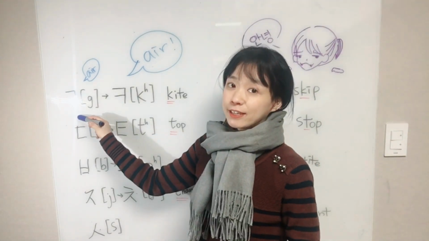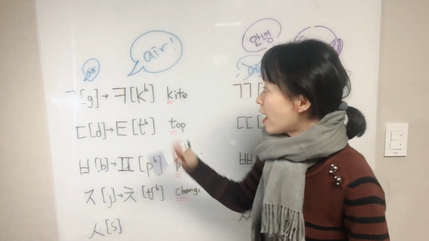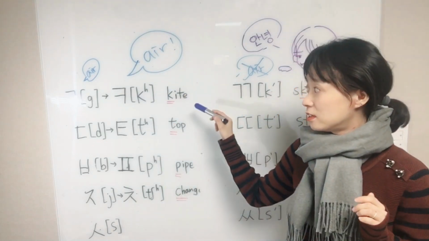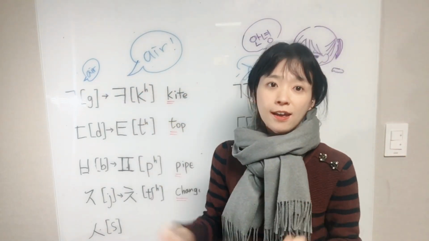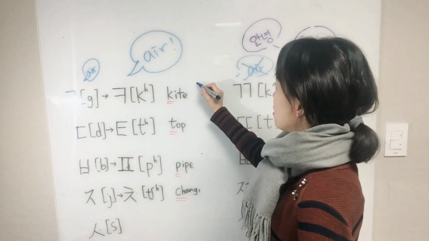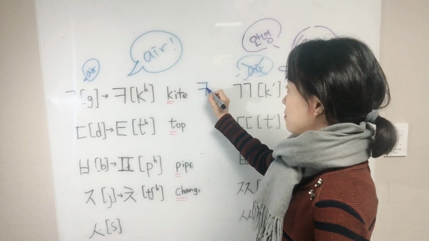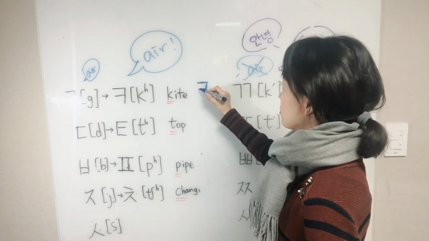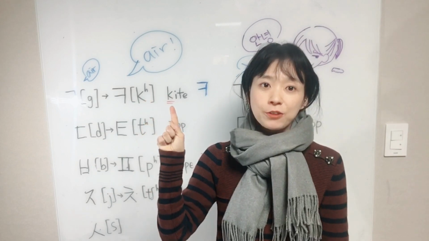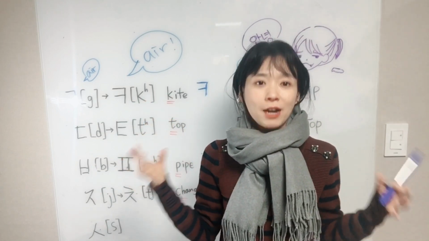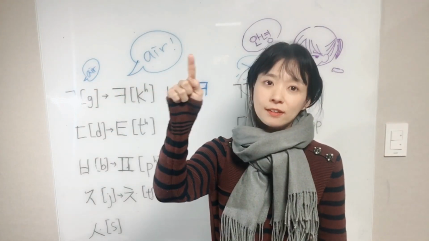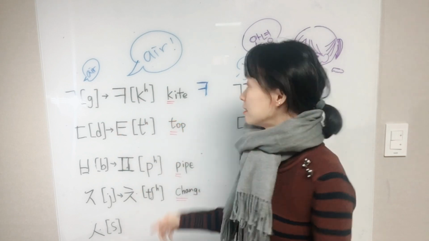Remember this? 기억, 그 sound? You just add one line and it becomes 그. 그 as in kite. This one is 기우 and it has 그 sound. So write like this. Write 그 first and then add one line. One more. One. Two. So, raise your hand, point your finger, and you really have to speak it out as you write it. K. K as in kite.